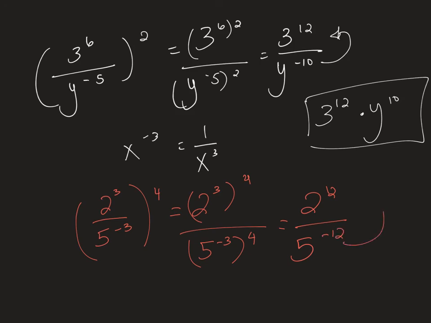Now, if I move this into the numerator, I'm switching the sign. So this would be 2 to the 12th power times 5 to the 12th power. And that would be my final answer.